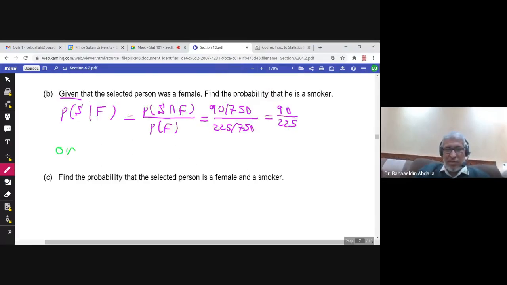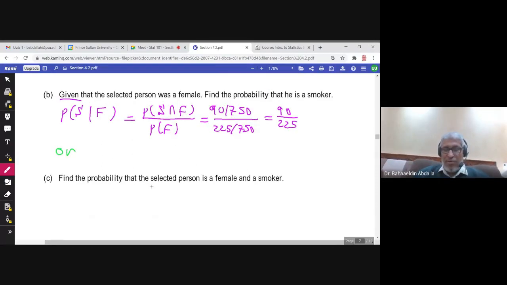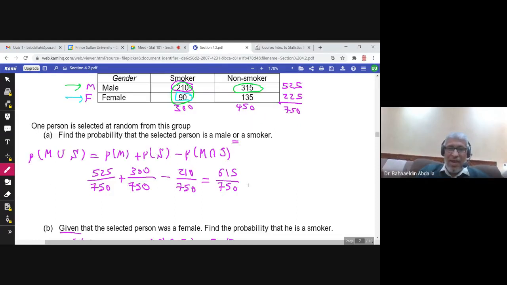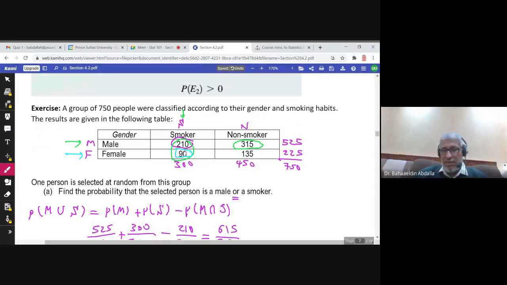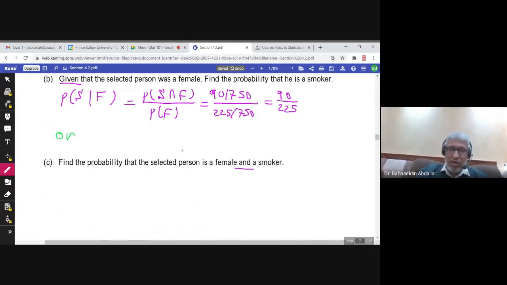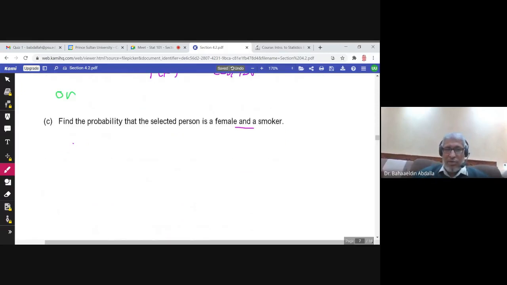Finally, the last probability: find the probability that the selected person is a female and a smoker. And means intersection, female and smoker, 90. So he needs the probability of female and smoker. This is 90 over 750.